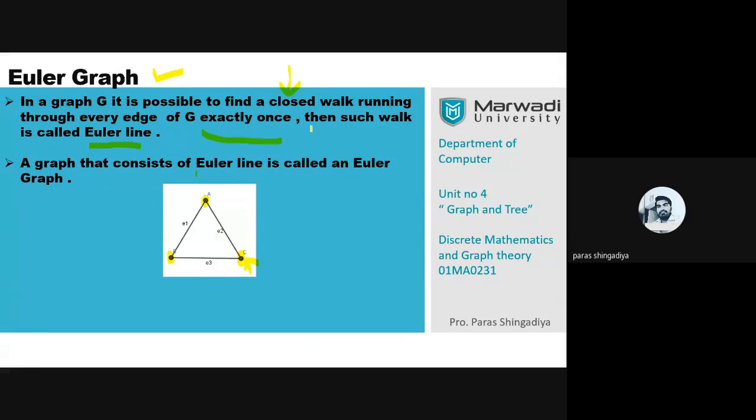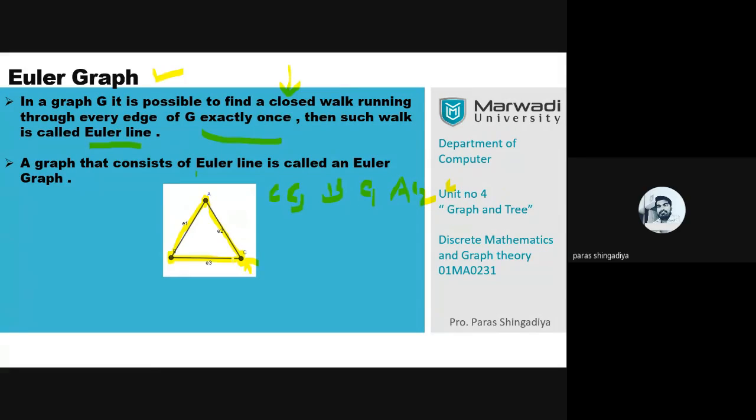In your walk, you have to count every edge exactly one. So I use E3 and reach the place B, then I use the E1 edge and reach the place A, and then I use E2 and reach the place C. So C, E3, B, E1, A, E2, C.